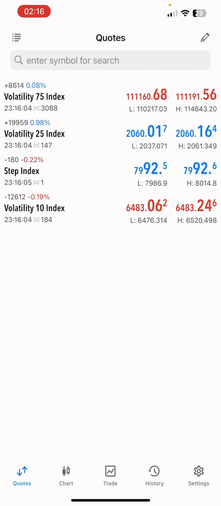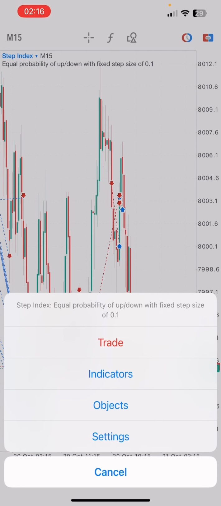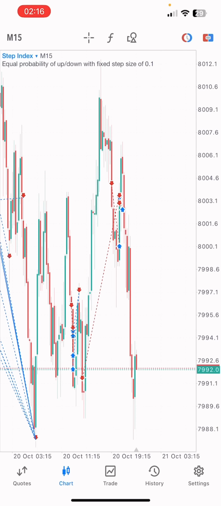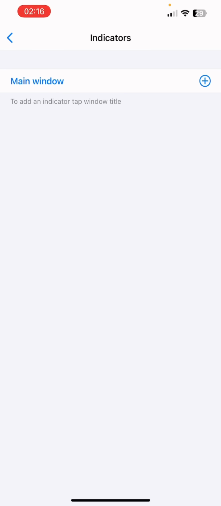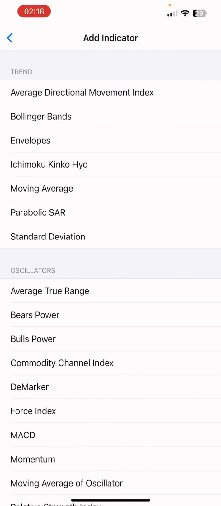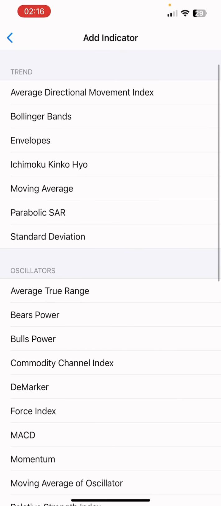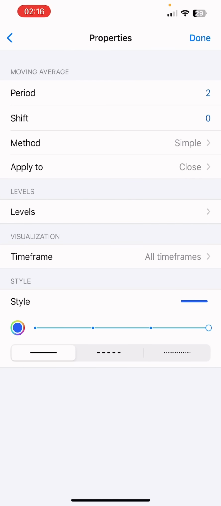Whether you are using MT4 or MT5, you can just follow the process. You tap the screen and you're going to see indicators. If you are using Android, you go to settings at the top, then indicators. The first indicator we are going to add is called the moving average. You scroll down and look for moving average under trend.